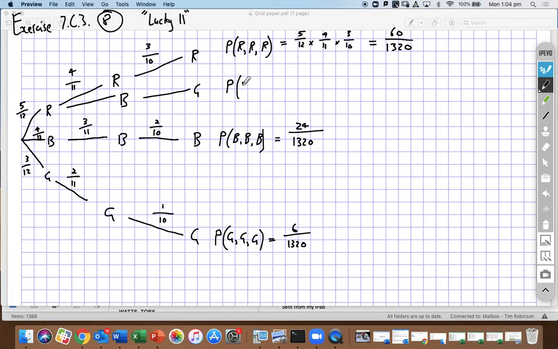The probability that I got red, then blue, then green. We could also get blue, then red, then green. Or we could get blue, then green, then red. We could get green, red, and blue. Here we could have gone red, green, and blue. So we've got a few different paths in our tree that we need to be thinking about.